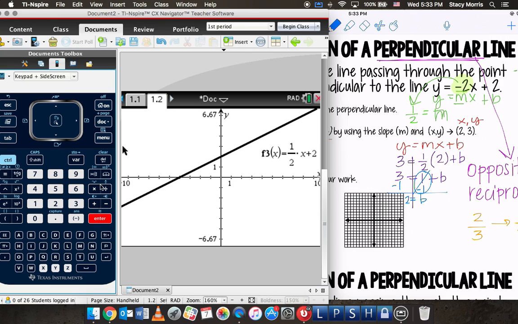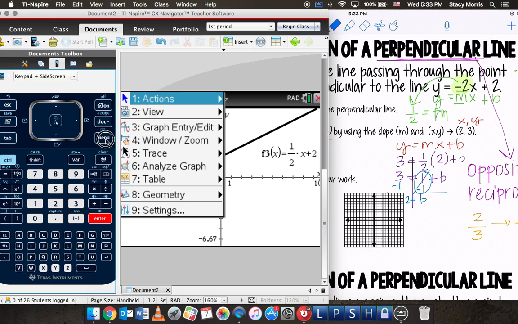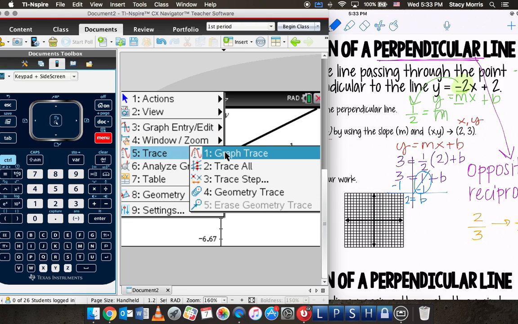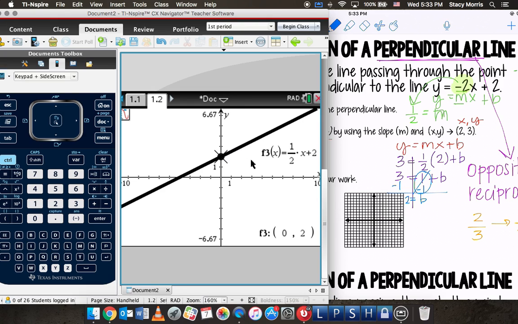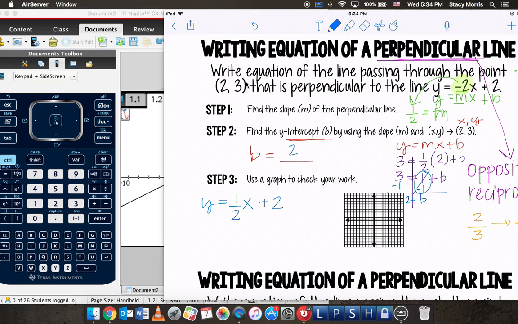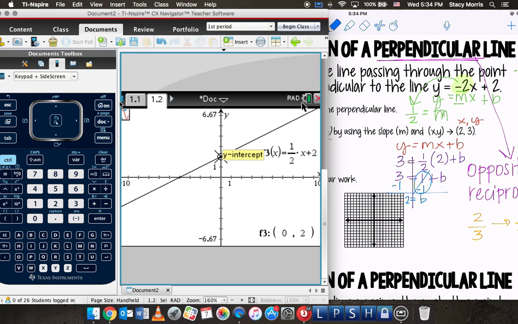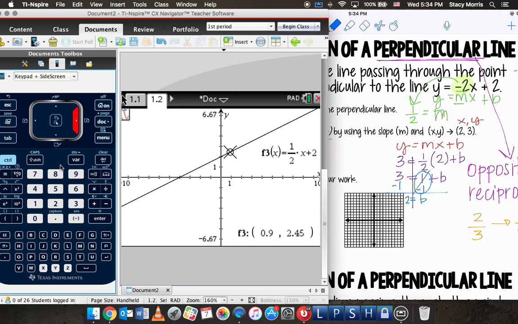So there it is. Again, I'm going to trace. So to trace, it's menu, 5 is trace, 1 graph trace. So there's our y-intercept, 0, 2. We're looking to see, does it go through this point, 2, 3. So you can scroll, but it's much faster if you just type the number 2. So it's saying right here, do you want to go to where x is 2? I'm going to enter and say, yes, I want to go to where x is 2. There it is, 2, 3. So that matches what is on our paper.